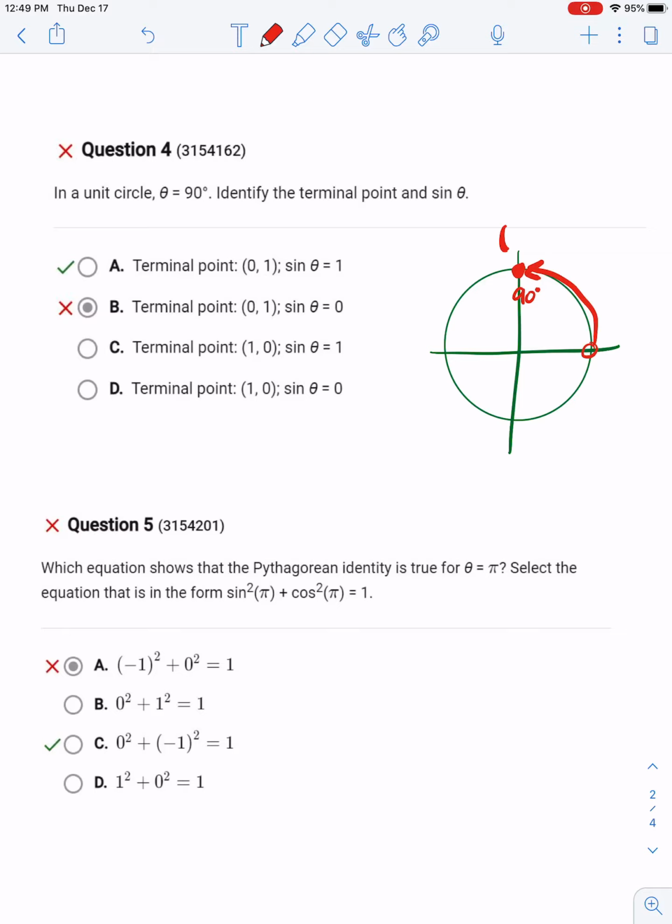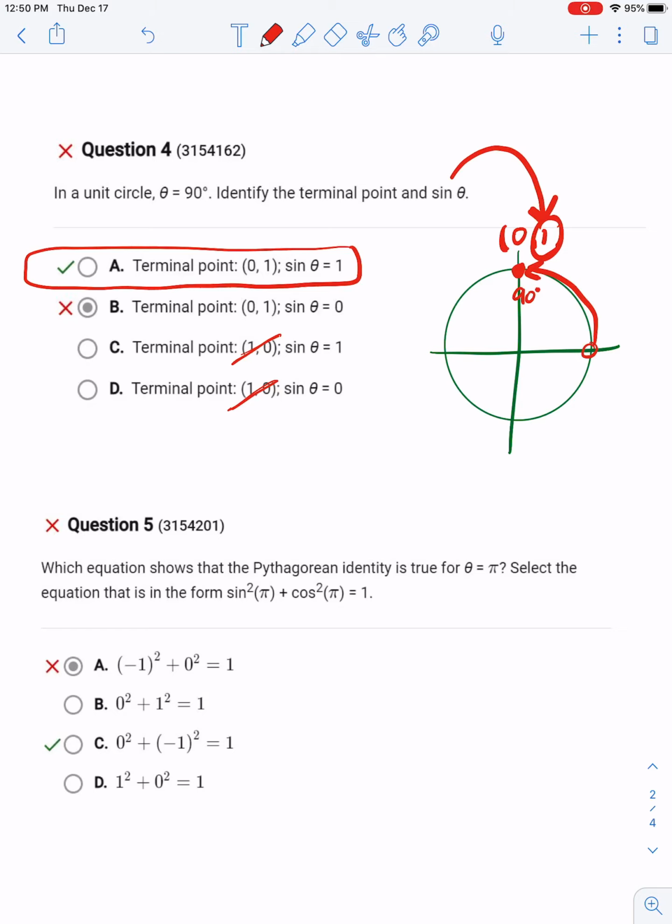We're just going up 1 on the y-axis, so it's the point 0, 1. And then we also just found out that the point represents the cosine of theta as the x value, the sine of theta as the y value. So our point is 0, 1. That means this one's not right and this one's not right. And then the sine, we're looking for our y value right there, is a positive 1. So it would be this one right here, option A.